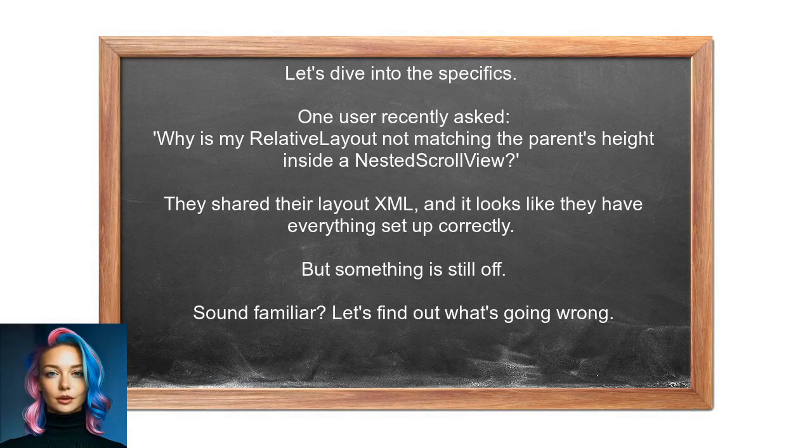Let's dive into the specifics. One user recently asked, "Why is my relative layout not matching the parent's height inside a nested scroll view?" They shared their layout XML, and it looks like they have everything set up correctly. But something is still off. Sound familiar? Let's find out what's going wrong.